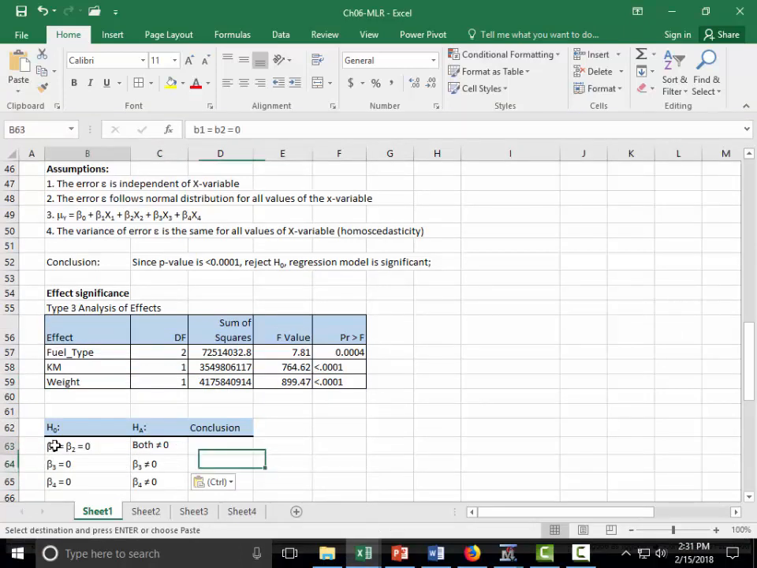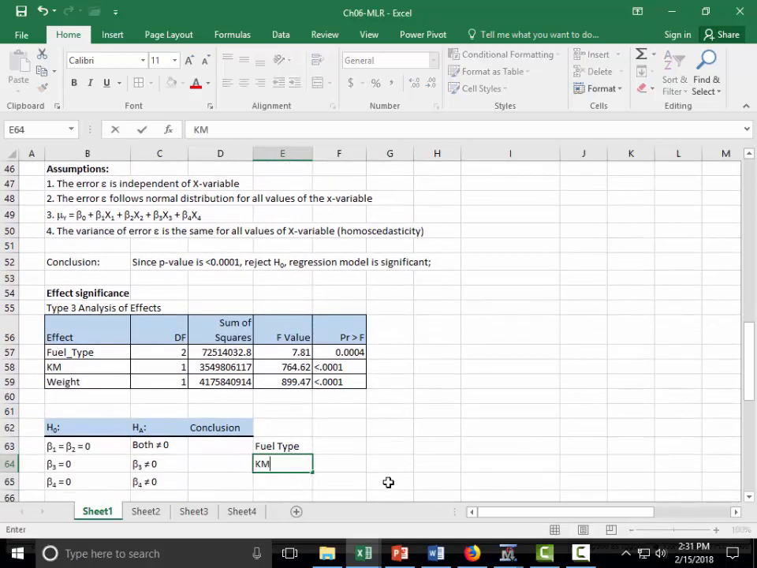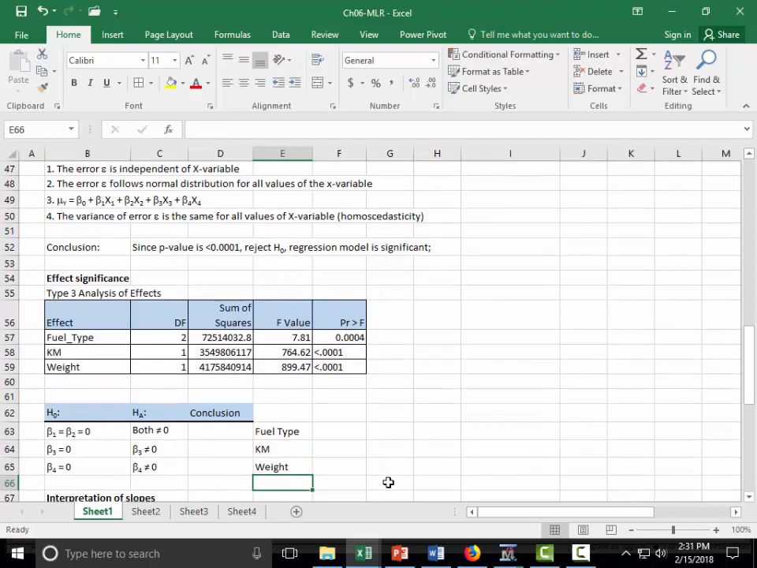These are the hypotheses for fuel type. So this first one is fuel type, and there are 2 dummy variables. The significance of fuel type is whether all the coefficients related to that effect are zero; if all of them are zero, then it's insignificant. If at least one is different from zero, then it's significant. That's why here we have two of them, one for diesel and one for CNG. Beta sub 3 is for kilometer and beta sub 4 is for weight.